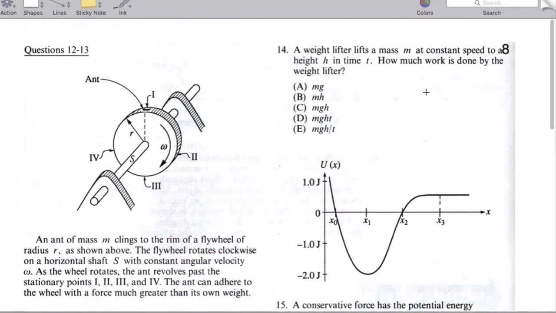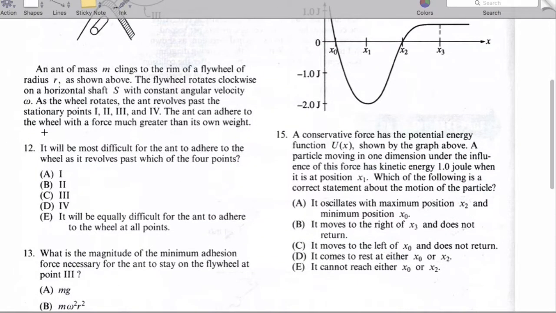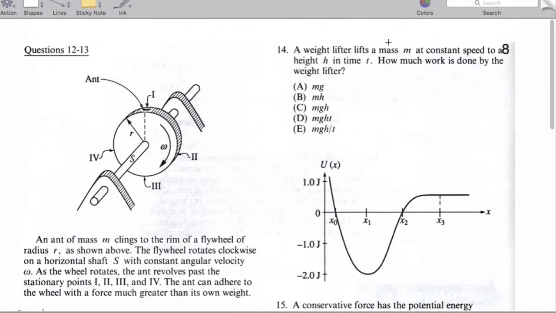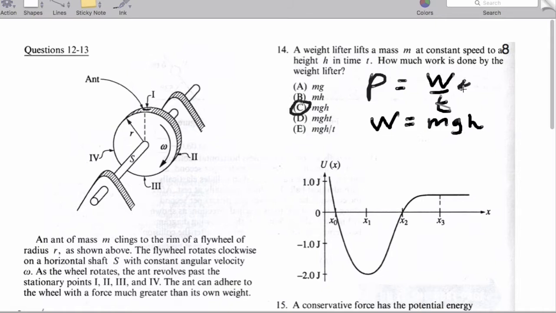All right. We can skip 12 and 13 for now. We're going to come back to those after break. And then for number 14, power is work over time, and in this case that's going to be... oh, look at this little distractor. The work here is going to be mgh. They distracted me with the time, so this is a distractor, so we don't even need that, so I'm going to get rid of it.